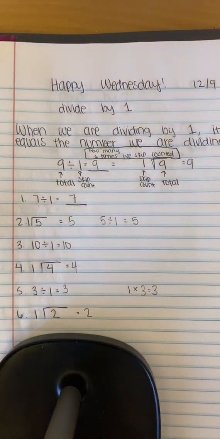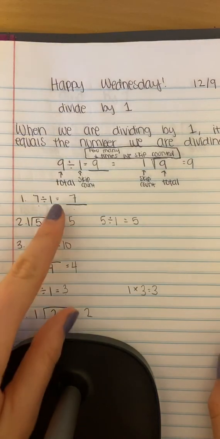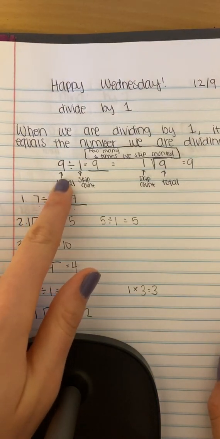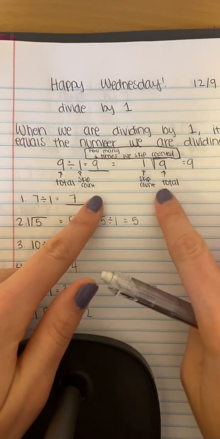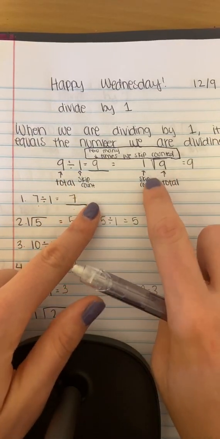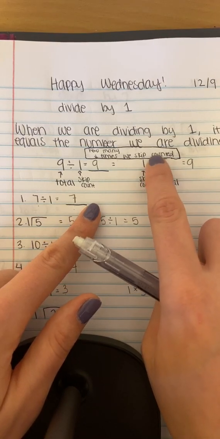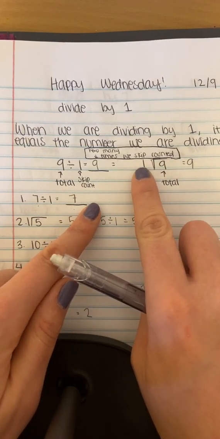All right, that is it for today. Just remember that when we are dividing, when our first number looks like this in the division sign, it's our total divided by skip count. And then when it looks like this, our total is underneath the little house, the little lines, and then this is what we're skip counting by.